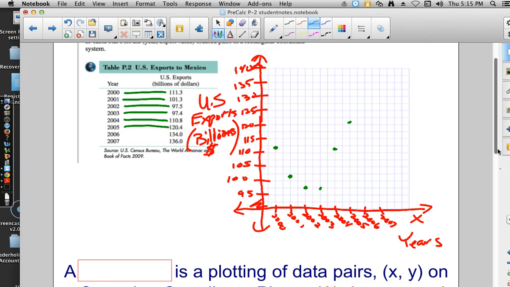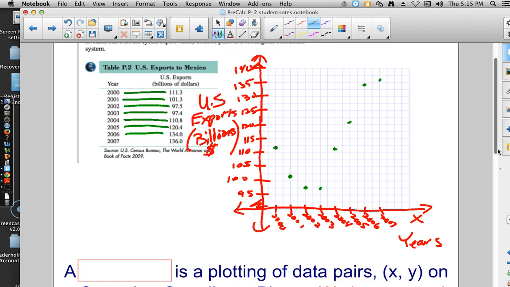2006, 134. And 2007, 136. Ta-da. So we have it all up there.